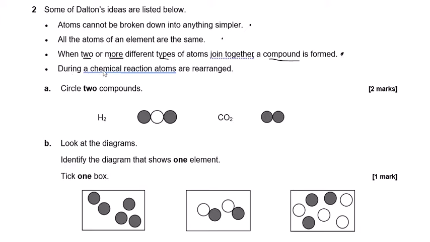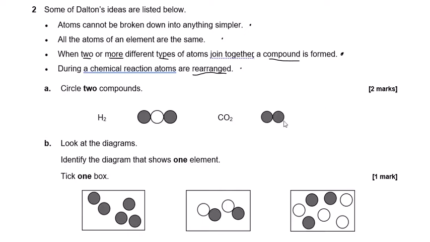And then during a chemical reaction, atoms are rearranged. Now it's important, that one, they're rearranged. And what that means is that there are no new atoms being brought in. The atoms that you start with are the same as the atoms that you end up with. All that changes is the way that they are arranged together, the way that they are fitted together. Right, quite important. And we'll need to use these bits of information to help us with the next couple of questions.